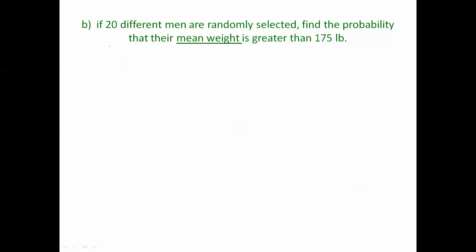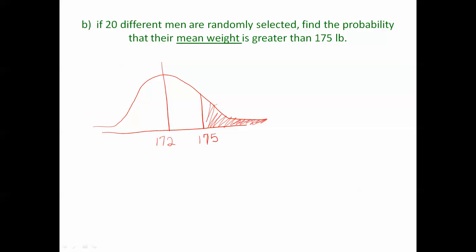Alright, let's solve this problem. As always, start with drawing your curve. And label the mean in the middle, which is still 172. And again, it's going to be the same curve we had before because we're using the same values. The only difference is that we're going to apply the central limit theorem because we're talking about a group of men. We want to know what's the probability that the average weight will fall in that tail? What's the probability that the average is going to fall greater than 175 pounds?